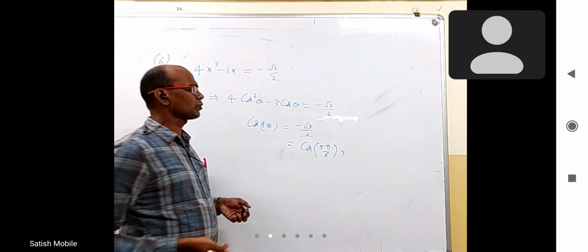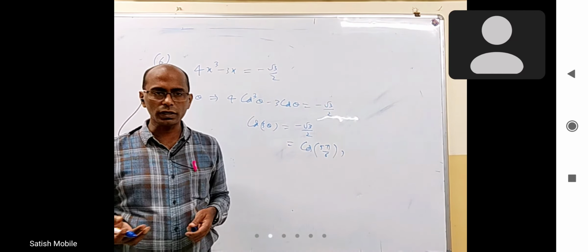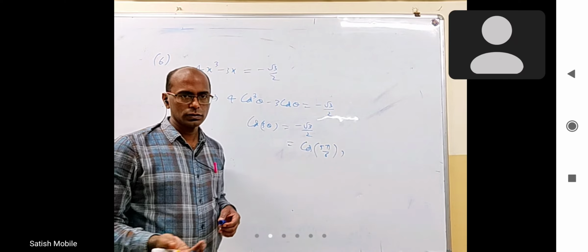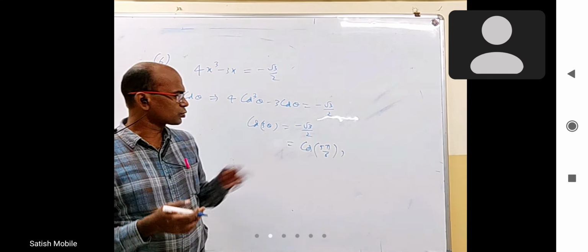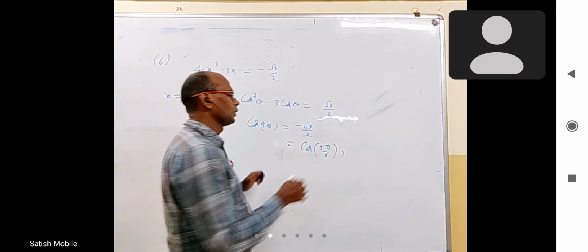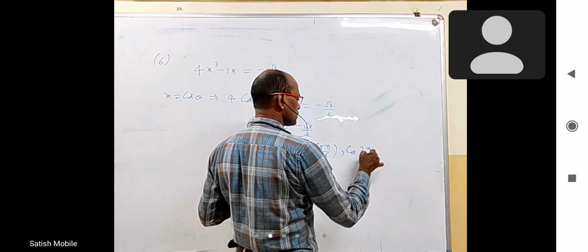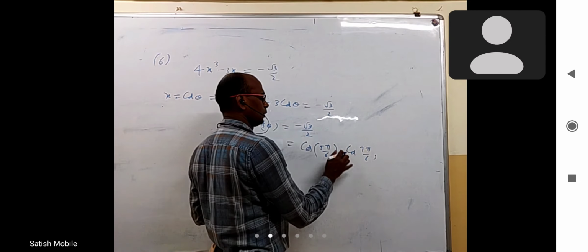Why should I take only the second quadrant? I can take the third quadrant. 180 plus 30, 210 degrees. Cos 210 degrees is also minus root 3 by 2. That is cos 7 pi by 6.